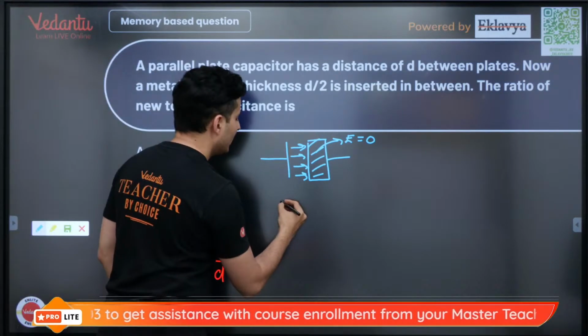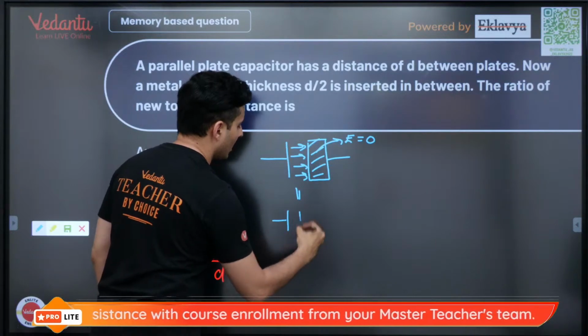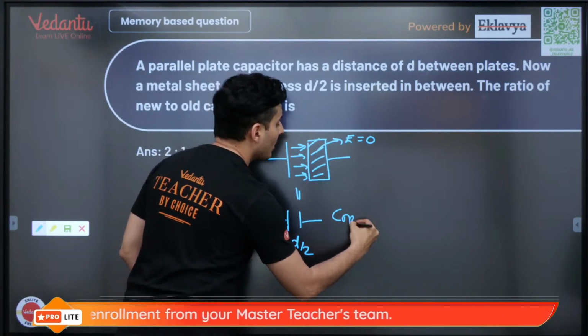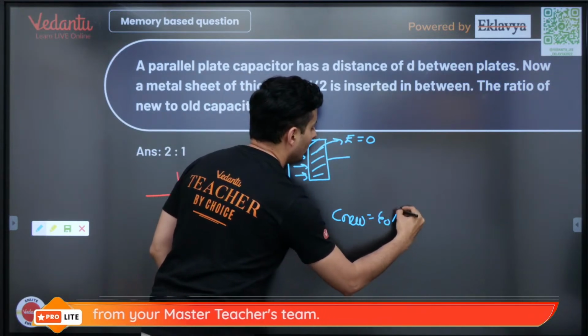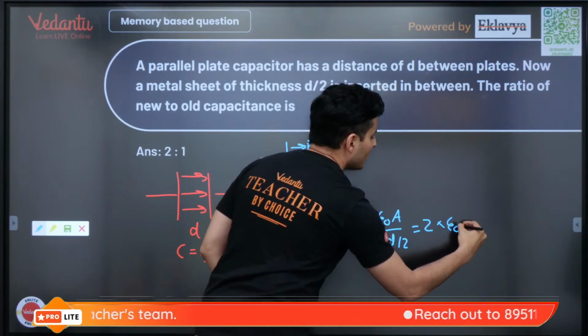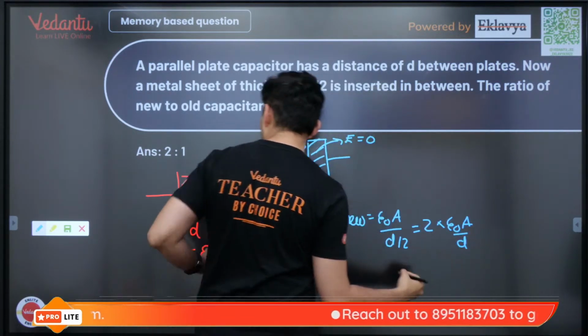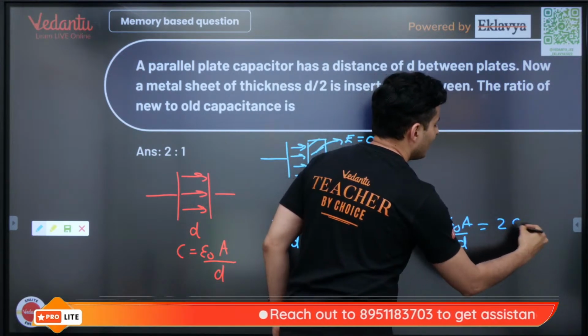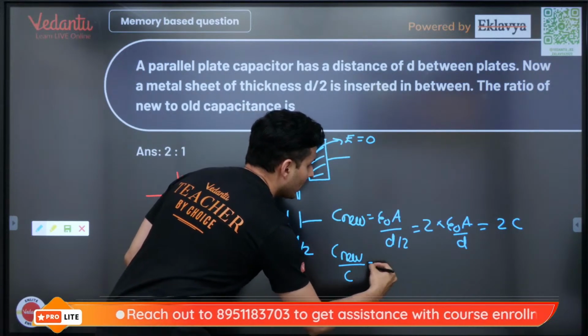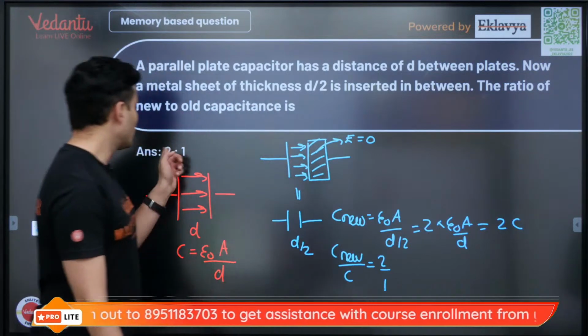So over here it's as good as saying it's just a capacitance whose distance between the plates is d by 2. So the new capacitance is epsilon naught A divided by d by 2, which is 2 times epsilon naught A by d. Epsilon naught A by d is nothing but C. Hence the new capacitance by the old capacitance is 2 by 1. So 2:1 is the answer.